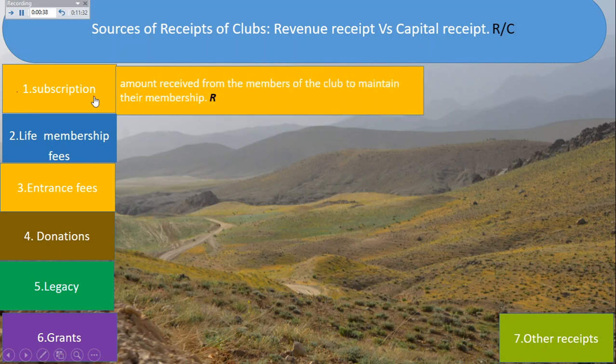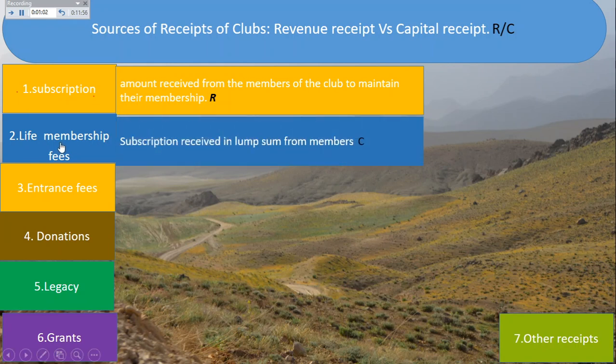Subscriptions are the amount received from the members of the club to maintain the membership. That's your revenue receipt. You need to show it in the income and expenditure account. Now when I say revenue receipt, it goes in the income and expenditure account, and when I say capital receipt, it goes in the statement of financial position. So you need to be aware of that.